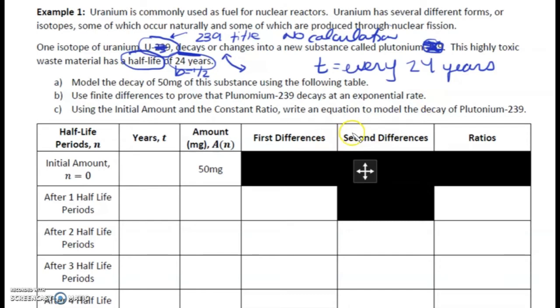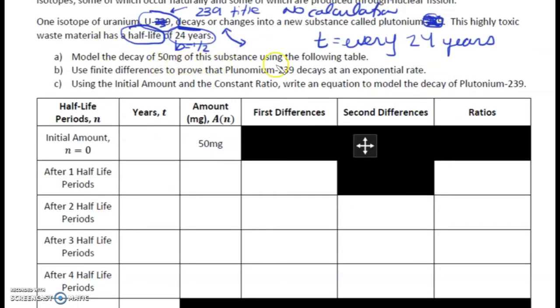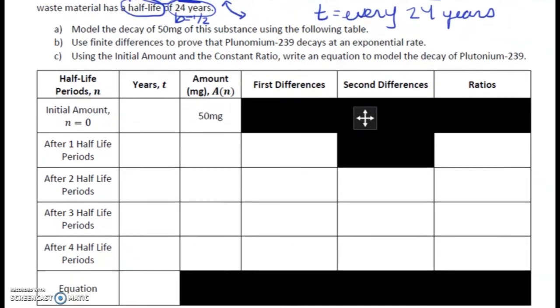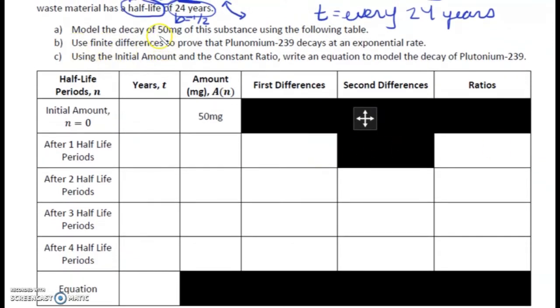So what we're going to do first is model the decay of 50 milligrams of this substance using the following table. Okay, so let's start there. The original amount is 50 milligrams. So here's the thing: n is going to be the half-life periods. So if n is 0 half-lives, sorry, our T is 0, so our amount is 50. That's our starting amount. Okay, so A at n is the amount after n number of compounding periods.